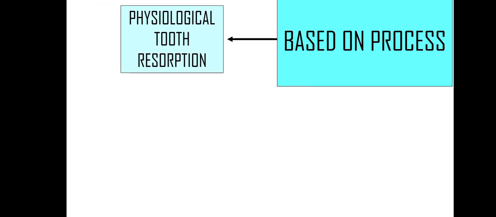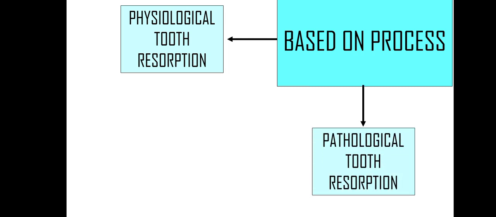Tooth resorption based on the process. Tooth resorption based on process can be classified into two types. First is physiological tooth resorption and second type is pathological tooth resorption.